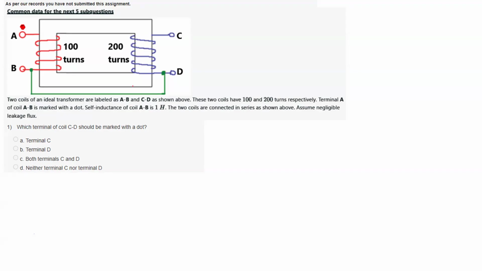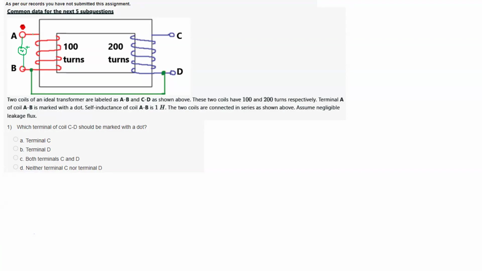We know that we have to apply Lenz's law in this question. For applying Lenz's law, we will first find that if the dot is on the top, and you give your supply like this.